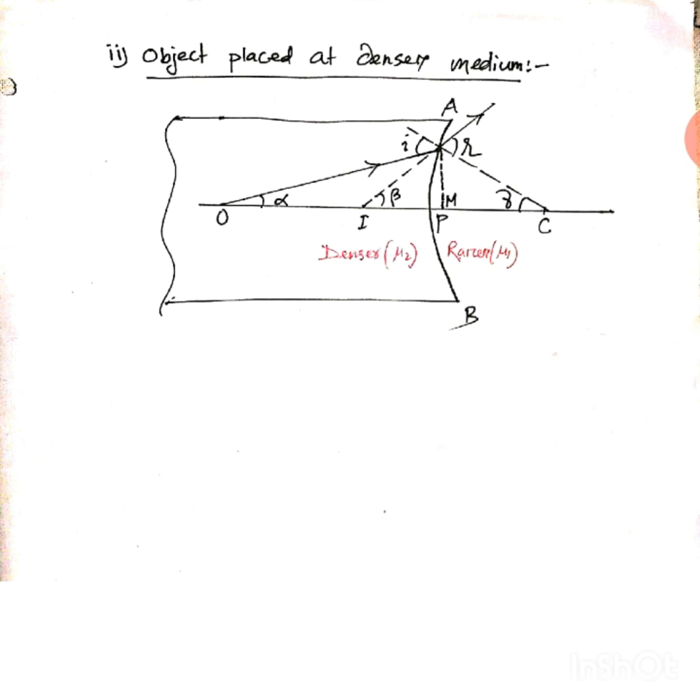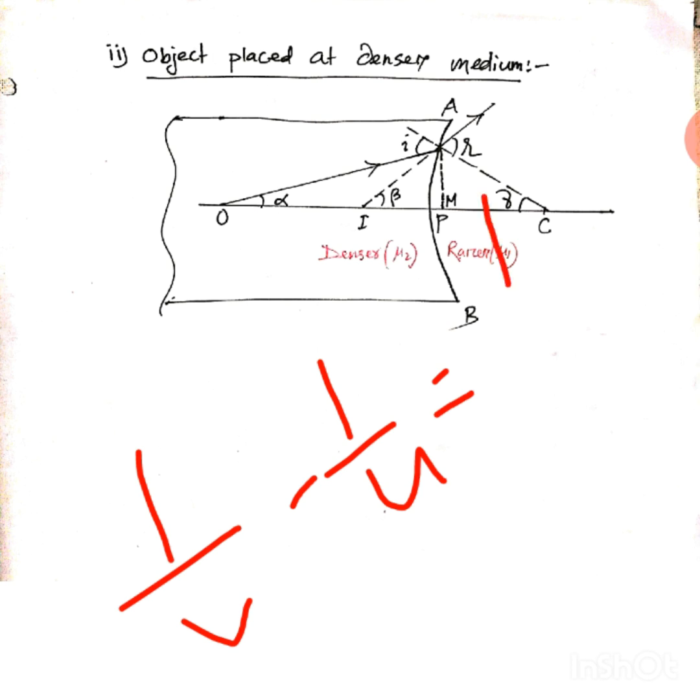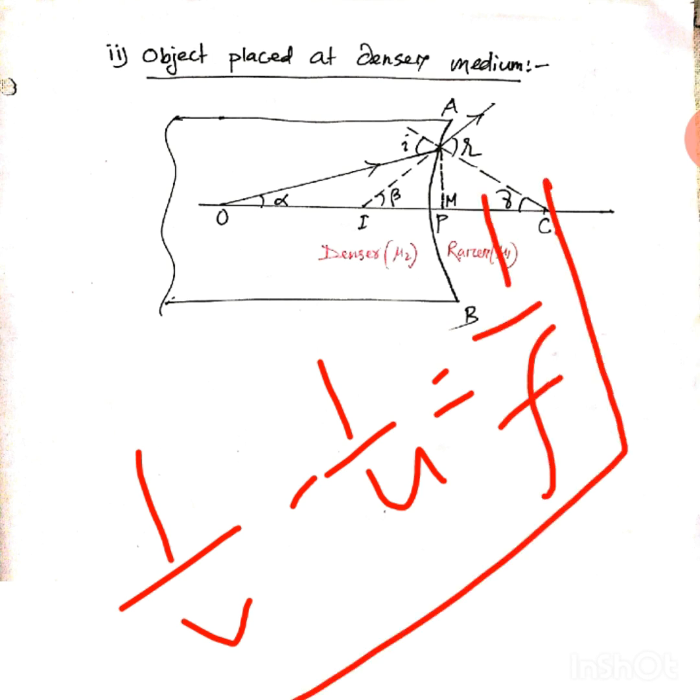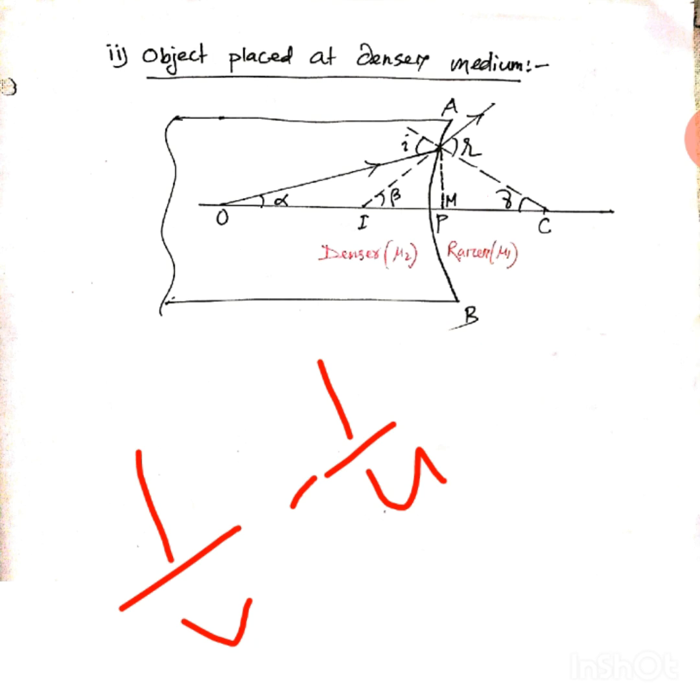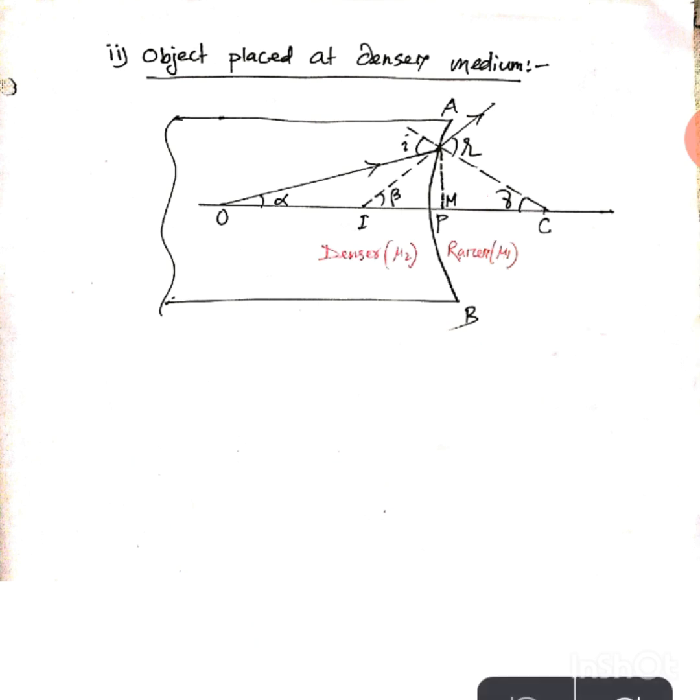The thin lens formula, which you learned in class 10, is 1 by v minus 1 by u is equal to 1 by f. This one we have to derive. To derive this formula we will apply today's formula in the next video to find out the thin lens formula and the lens maker's formula. When I come to the lens maker's formula, I'll elaborate.